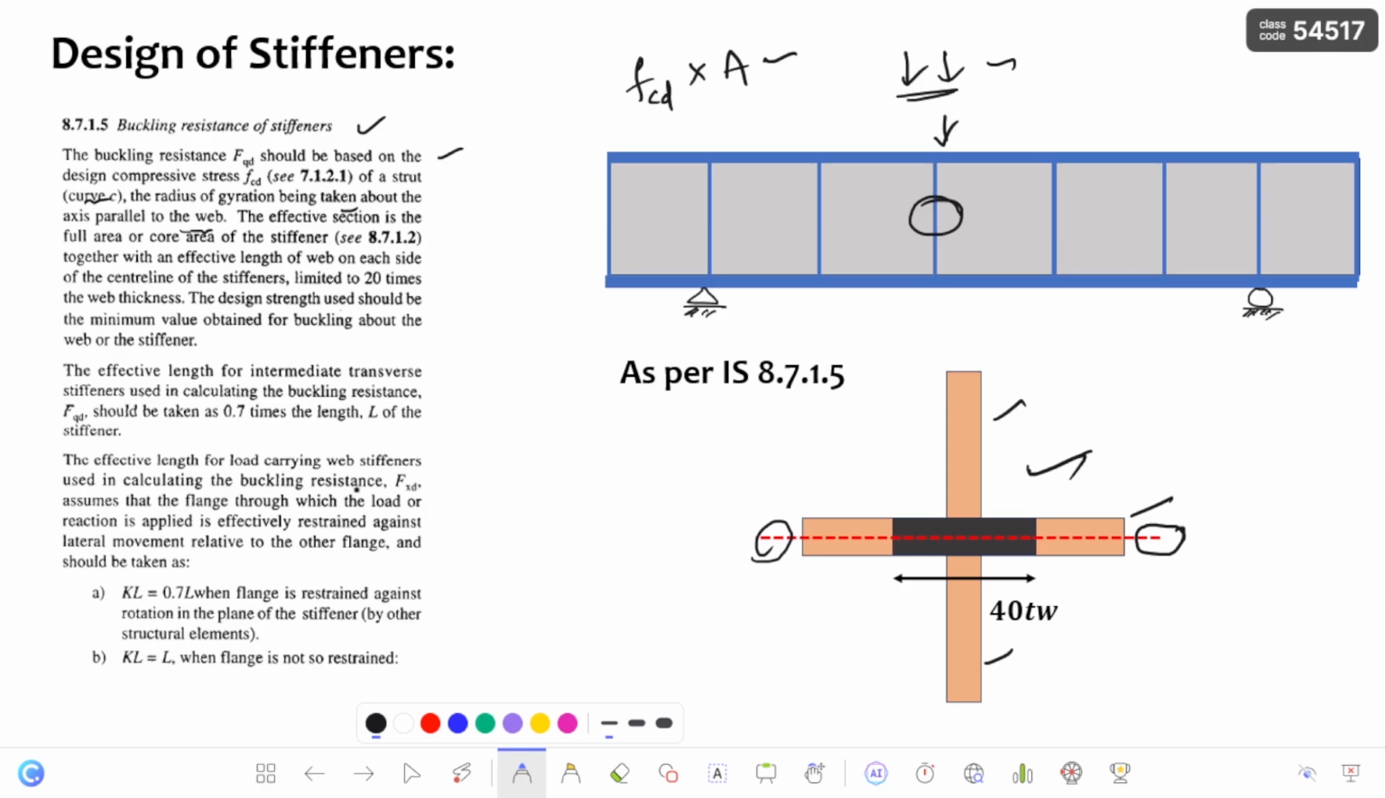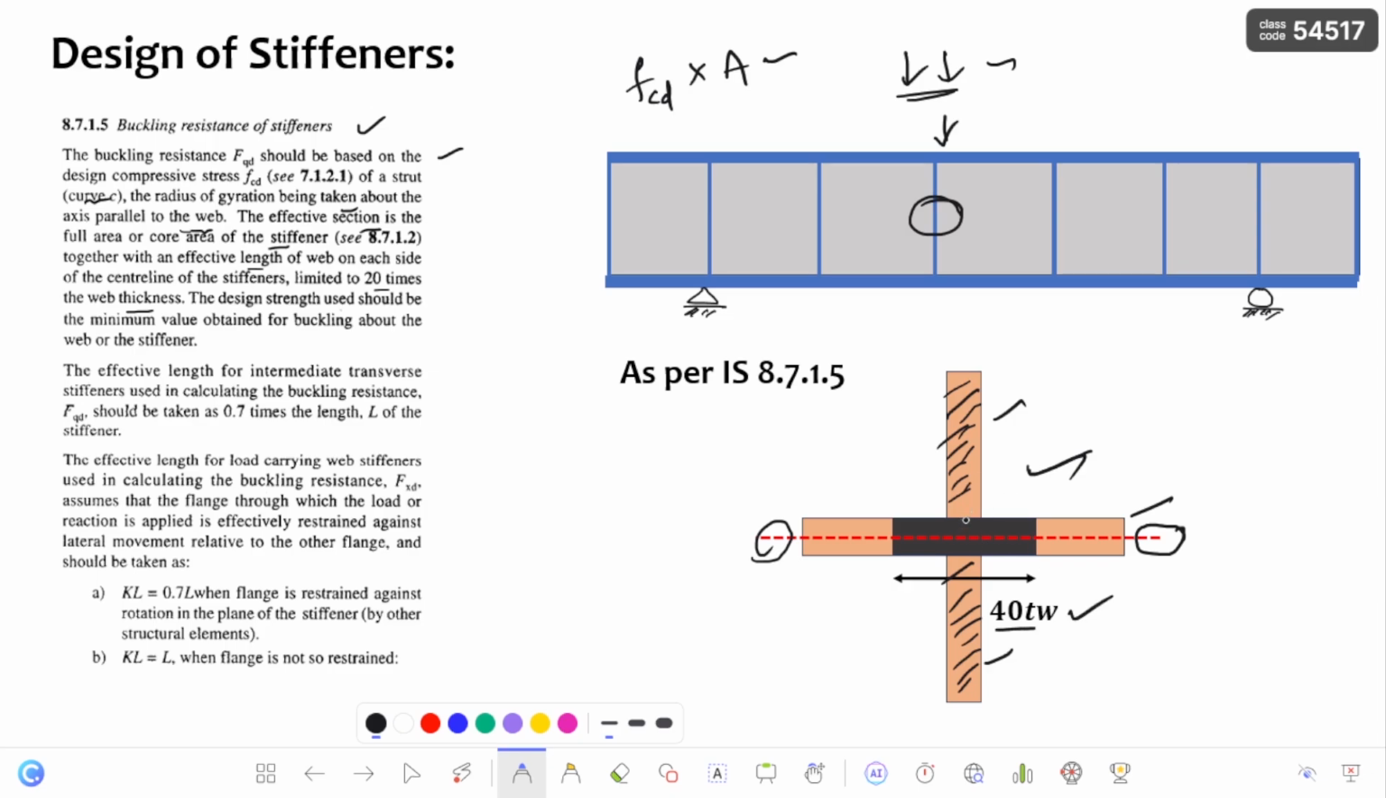Now the effective section is the full area or core area of the stiffener together with an effective length of web on each side of the center line of the stiffener limited to 20 times the web thickness. So the main thing is, whenever you check the stiffener for buckling, you have to consider the cross section of the particular area which is going to resist that concentrated load. The code specifies that the effective cross section which is going to resist the buckling is the entire area of the stiffener, whatever stiffener is provided beside the web. But apart from that stiffener area, you have to consider the effective length of the web, that is 40 times the thickness of the web.